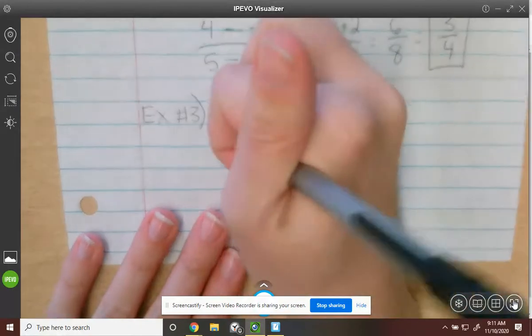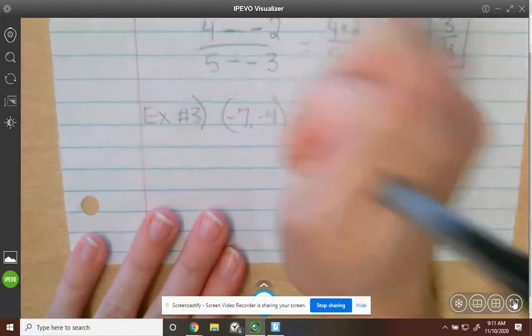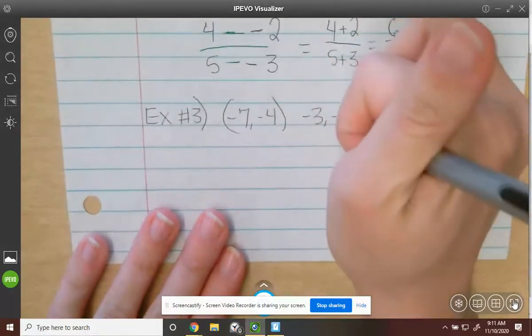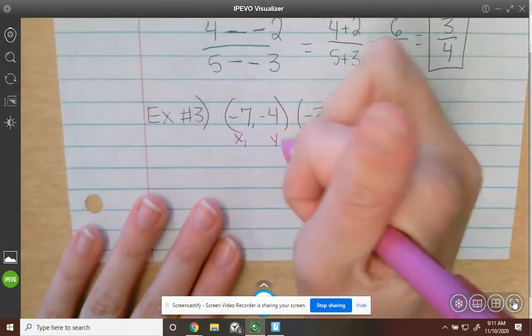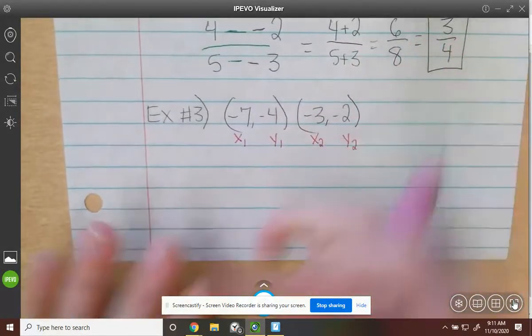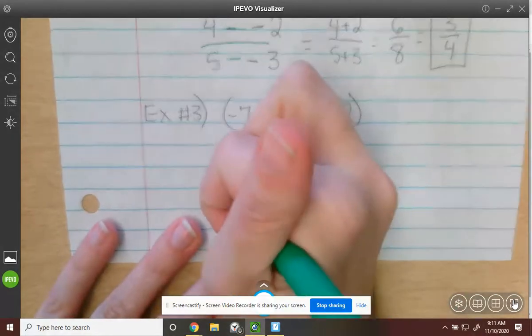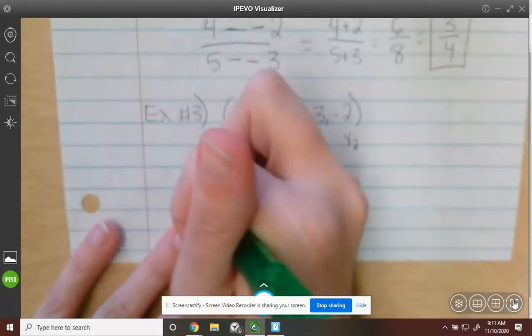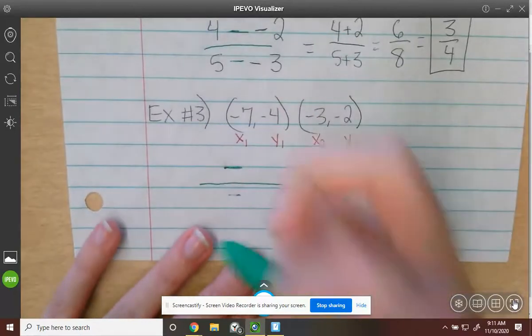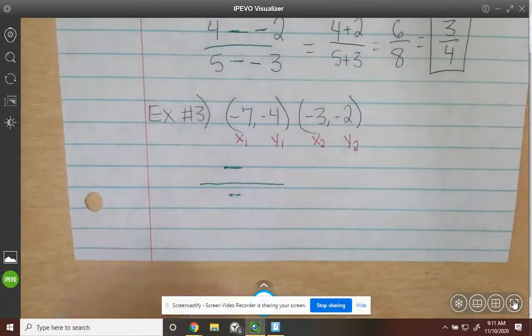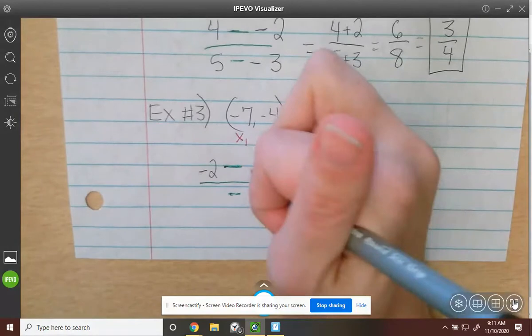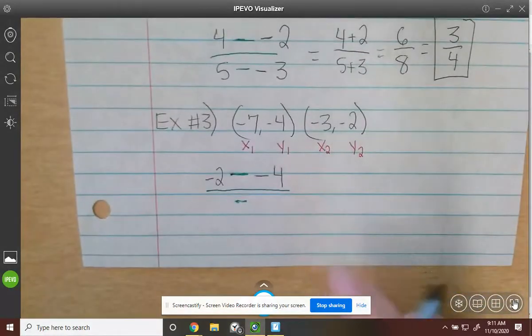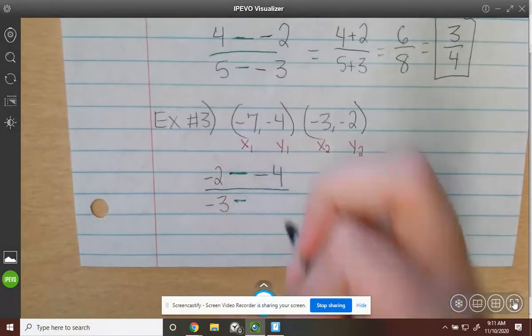Okay, let's do another one. (-7, -4) and (-3, -2). Label your points, x1, y1, x2, y2. Set up your formula. Why is the pen not working? Okay, first comes a -2, and then a -4, then -3, and -7.